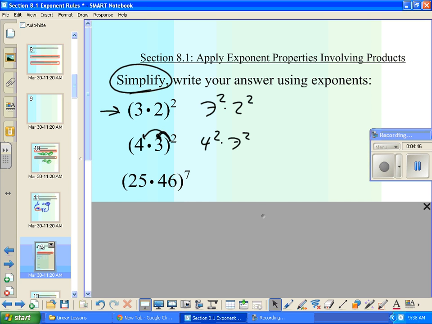Sometimes the book will give them a few problems like this, though, where it's like 25 and 46. These are obviously not numbers they'd be able to do in their head, or even figure out with a calculator, but this is the one that really shows, do they know how to use the rule? What I would do is just take that 7th power and apply it to each of those numbers. So 25 to the 7th times 46 to the 7th.